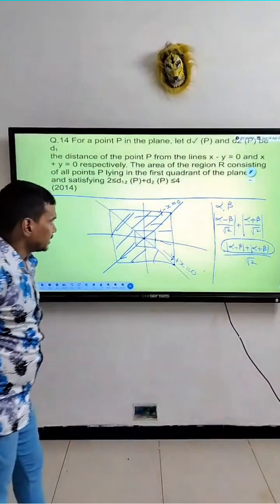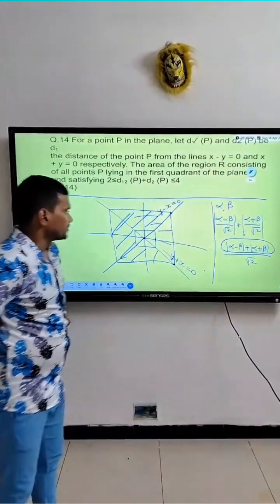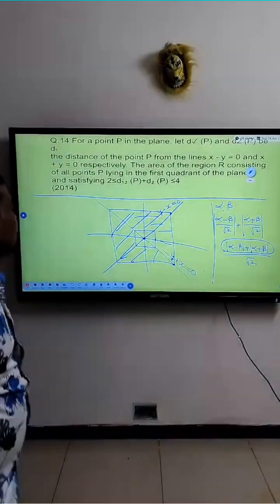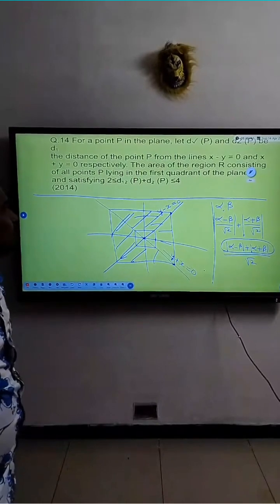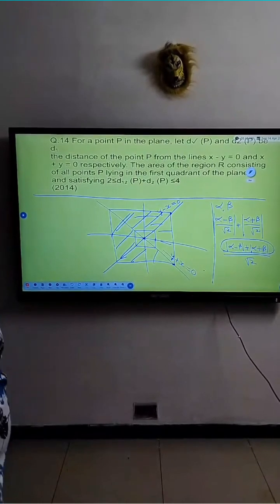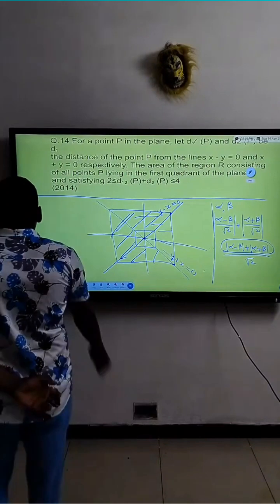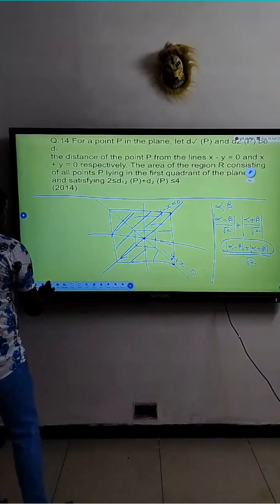The bigger square minus the small square. Okay, I will check this question. They are asking about only the first quadrant or all the quadrants. All points are lying in the first quadrant. Alright, I will check this question. Maybe we have written the question wrong.